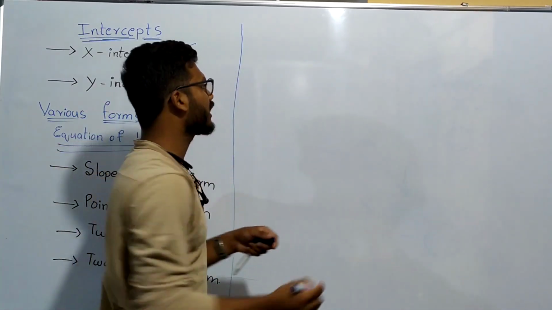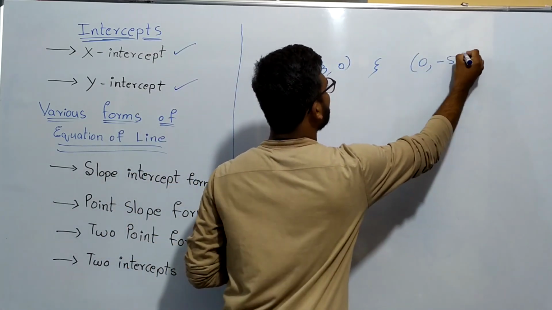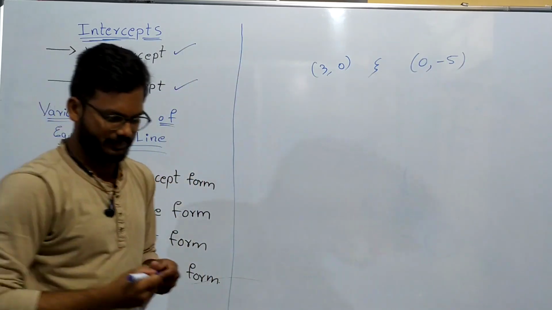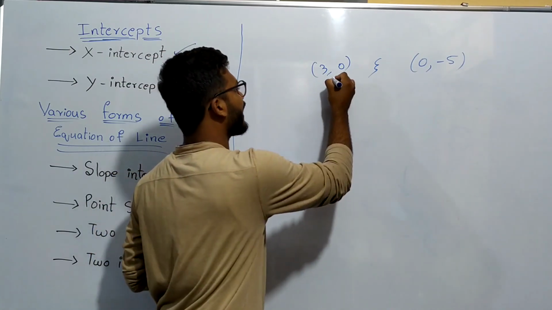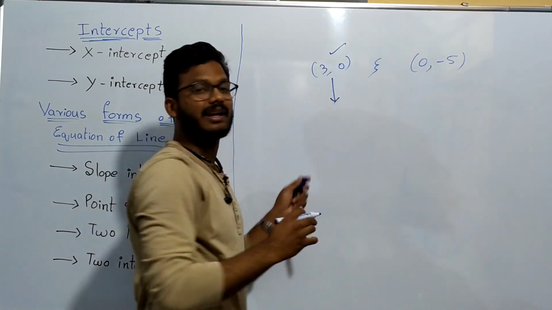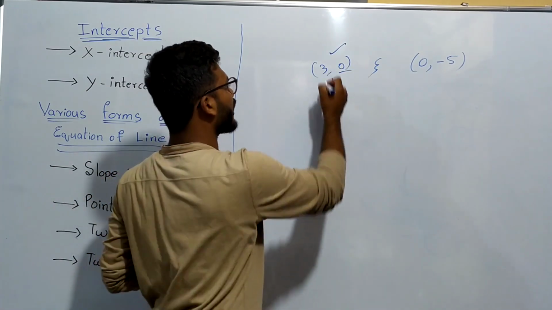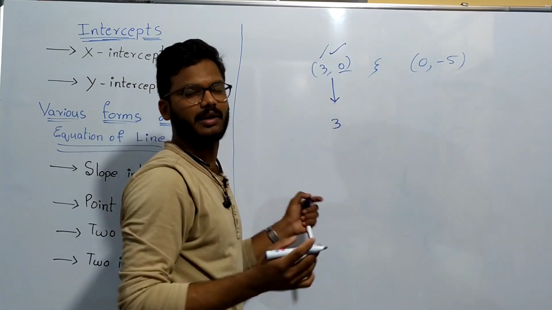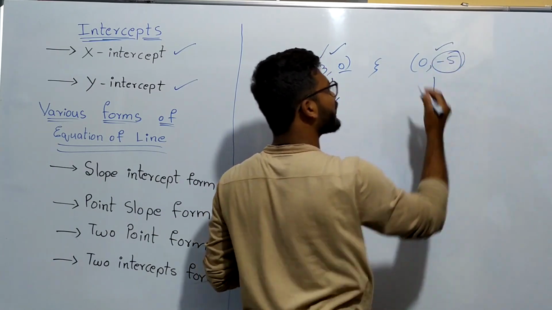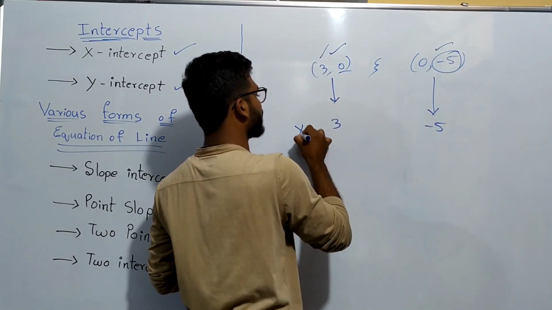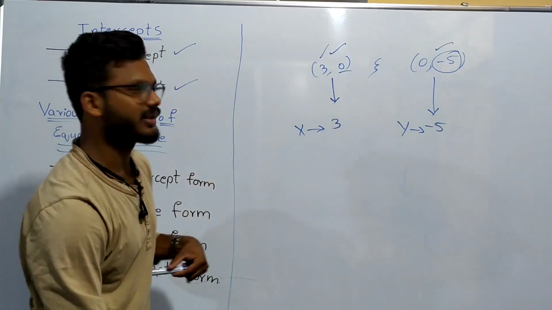A line meets the x-axis at the point (3, 0) and the y-axis at (0, -5). What are the x-intercept and y-intercept? See, what will you get? The x-intercept means distance, or you can take it as touching the x-axis at (3, 0) as the y-coordinate is 0. This is the point on the x-axis, right? So the x-intercept is nothing but the x-coordinate of that point. In the same way, it meets the y-axis at (0, -5), so the y-coordinate of this point will be the y-intercept. Therefore, this is the x-intercept and this is the y-intercept. I think it's clear with intercepts.